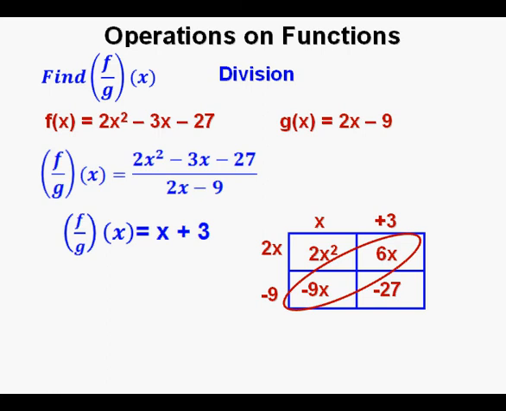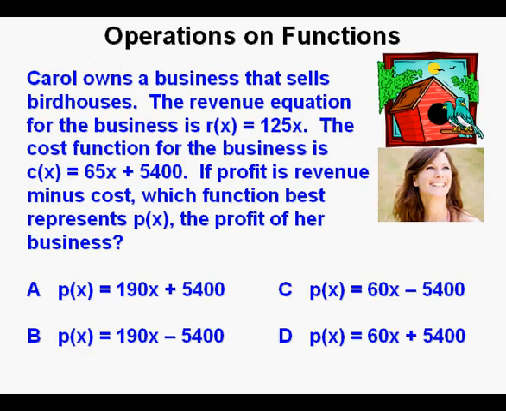And working in reverse, if we were to multiply this function, x plus 3, by the binomial 2x minus 9, we would get the quadratic trinomial 2x squared minus 3x minus 27. We'll end up with a few multiple choice problems.